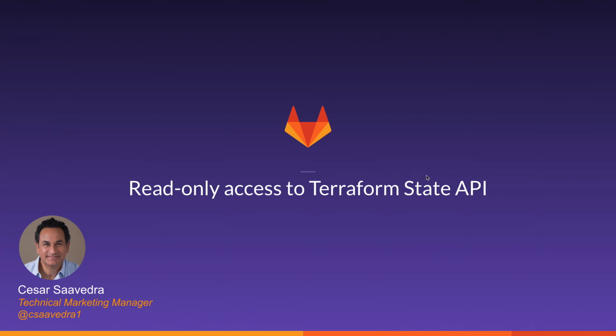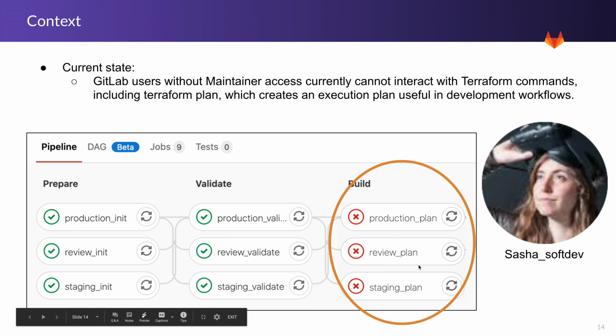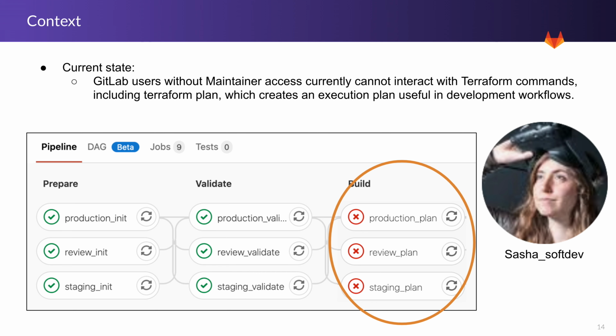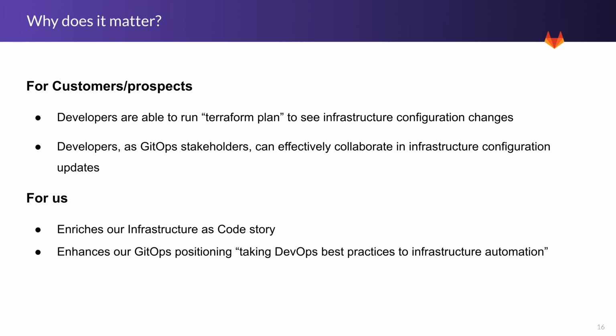All right, so the next one is read-only access to the Terraform State API. The current state is very simple. Before this release, GitLab users without maintainer access could not interact with Terraform commands, especially Terraform plan. So this would fail here. And so if you were not a maintainer, you could not run production plan and see the reports. What 13.2 introduces is that if you have the developer role, you can actually have read-only access to the Terraform state file API. And in this case, we use this user called Sasha Soft Developer to demonstrate this specific feature.